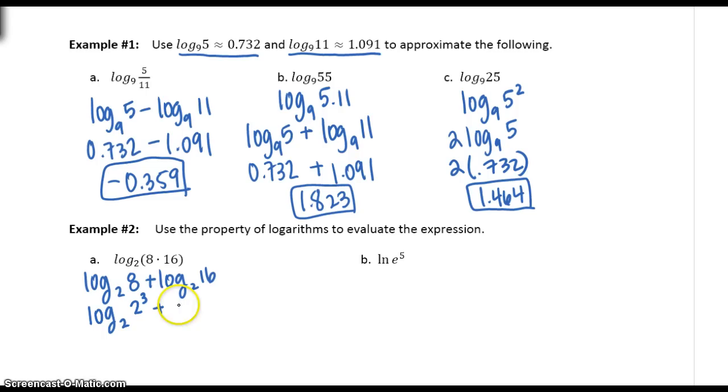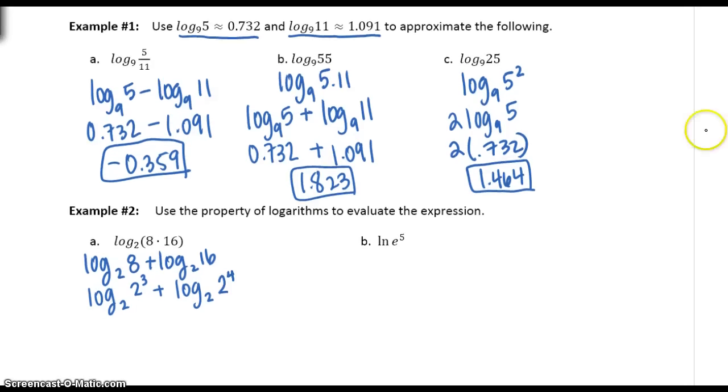And let's think about 16. If we break up 16 with the factor tree, we'll get that 16 is 2 to the 4th power. Now, I didn't draw the factor trees out. If you need to do that, feel free. I'm just going to skip that part. And then we can take these exponents and pull them down as a coefficient.